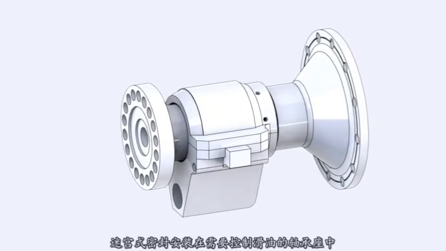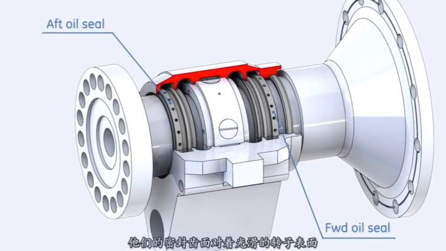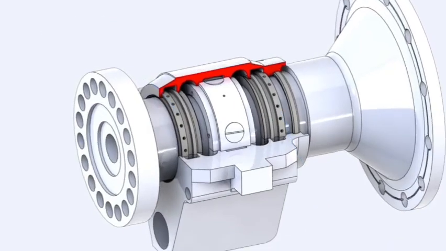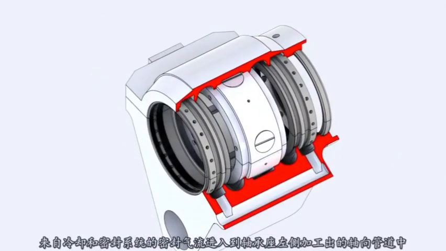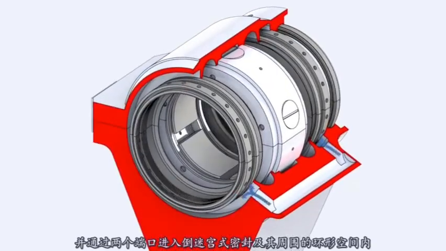Labyrinth seals are installed in housing where oil control is required. Their teeth run against rotor smooth surfaces. The sealing air flows from the cooling and sealing system through the axial tube machined at the left side of the housing and is admitted to the labyrinth seals through 2 ports to annular spaces surrounding the seals.